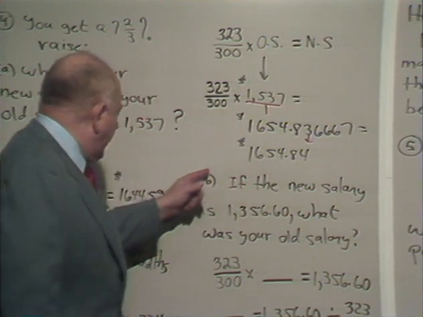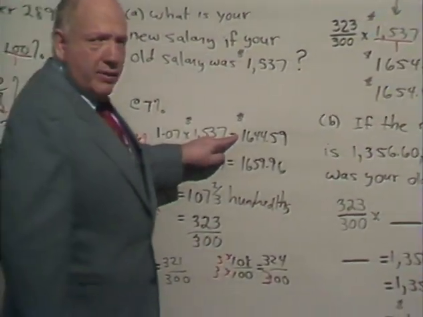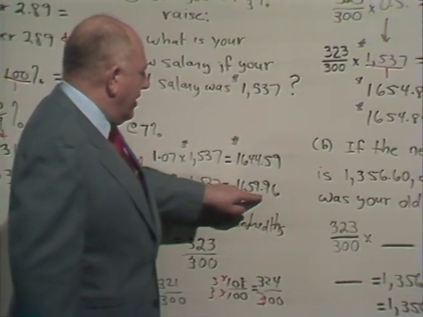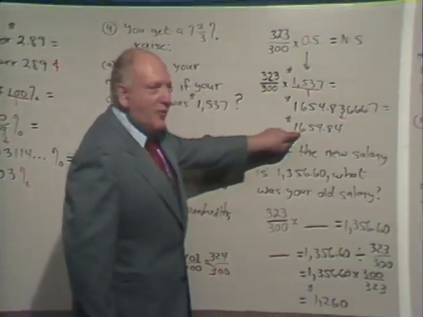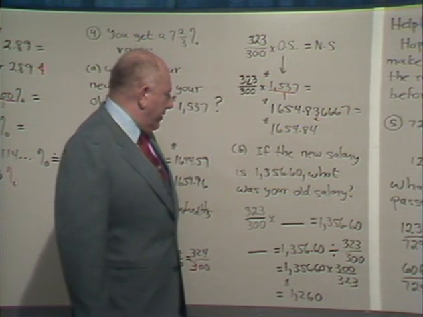Can we take a look at that? In other words, we said before we started the problem that the answer had to be between $1,644.59 and $1,659.96, and notice that at least the answer that we got is in that range, and that shows us that basically we're doing things okay.